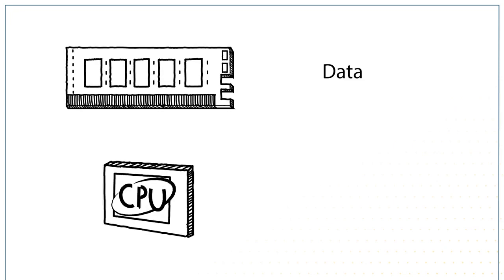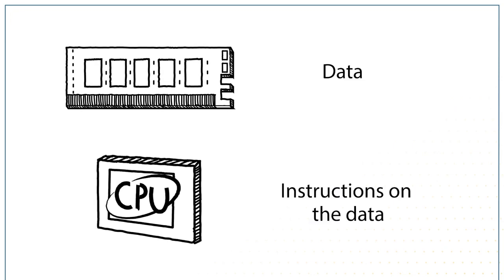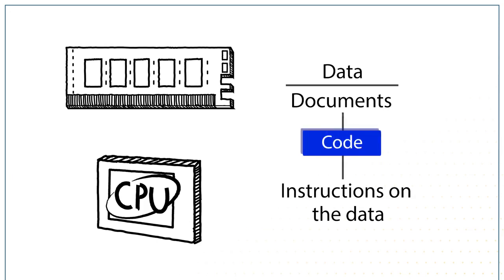A word processor is a piece of software that edits text documents. But how does it work? When we looked at computer hardware, we saw that it's split into two parts. Memory that holds data and a CPU that performs instructions on the data. We can think of documents as data, the text of the documents. So it looks like the application is the instructions to the CPU. Programmers call these instructions code.